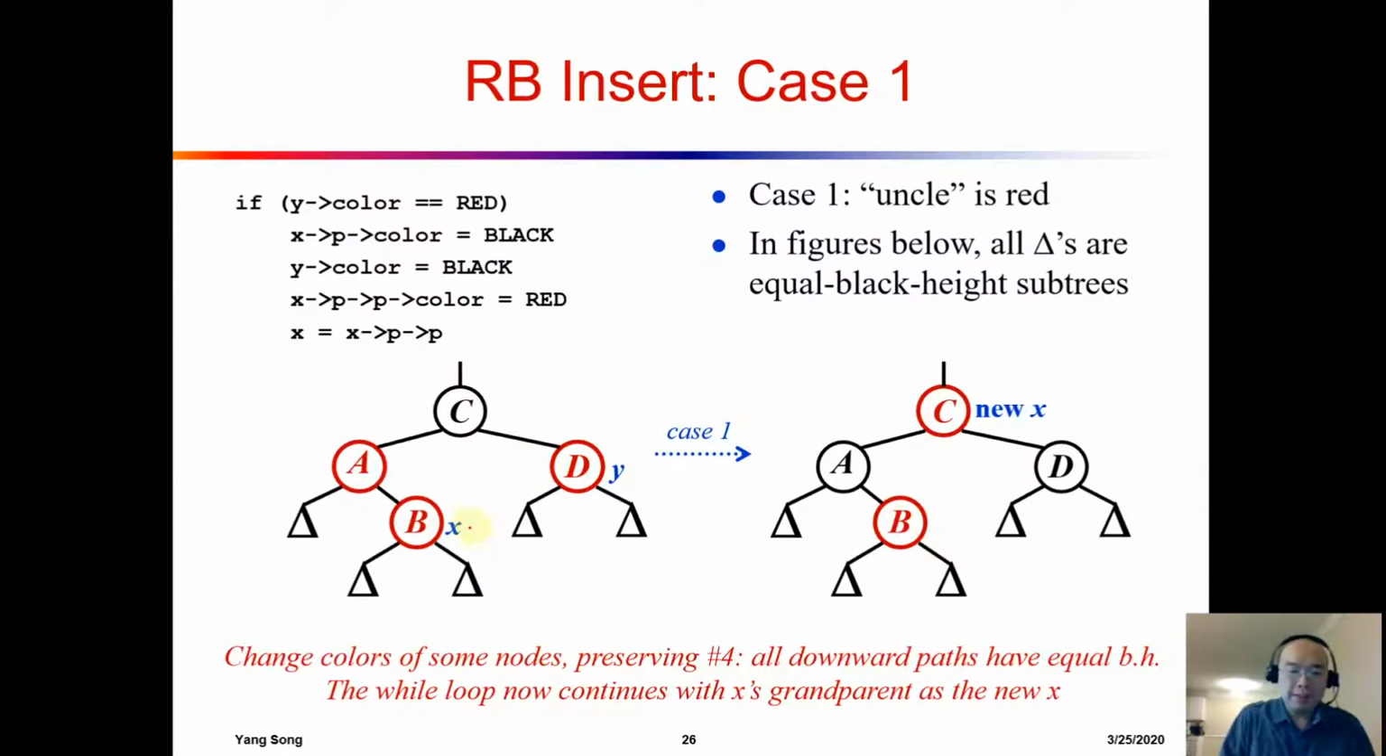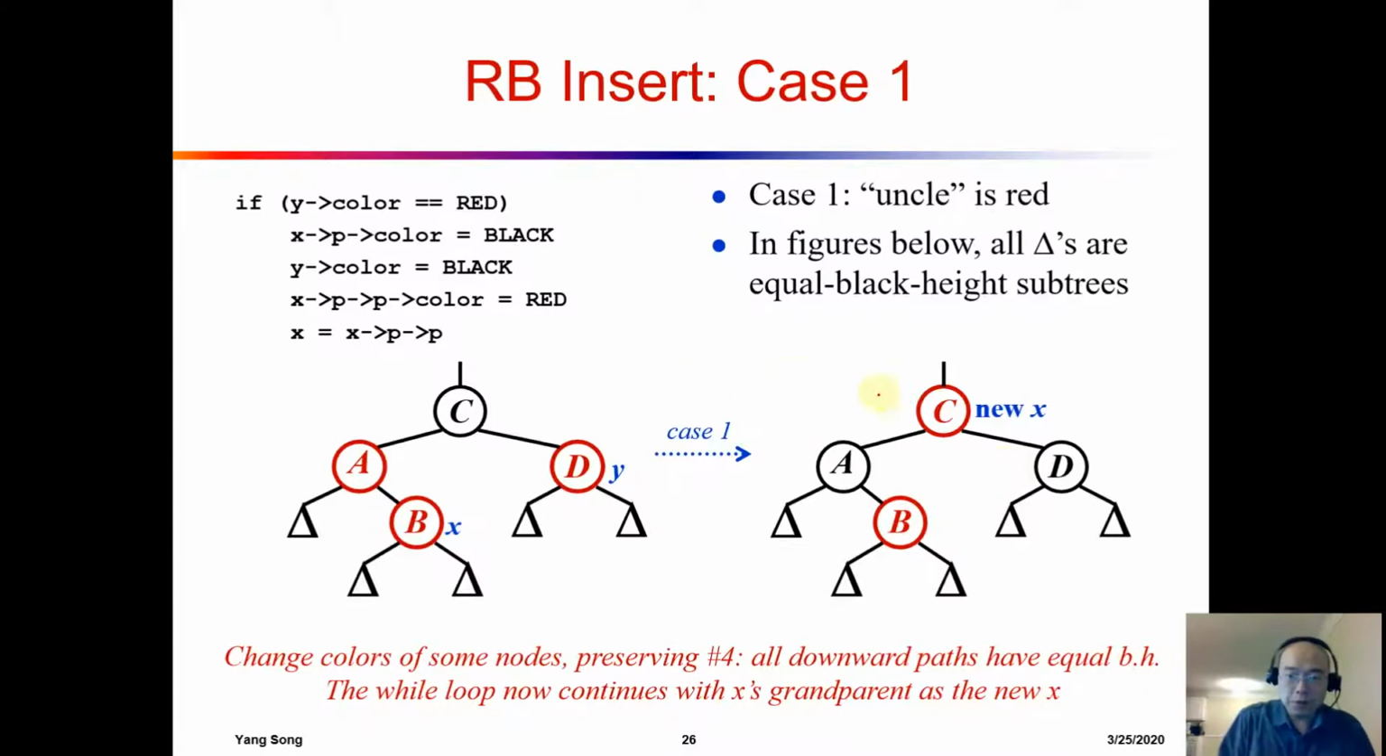Before we insert X, from C to any of the leaves, C is one black node, and then all the little triangles have the same black height. And when we insert B, we are breaking rule number 3. Then if we want to fix that, we color X's grandparent to be red, and then the parent and uncle are both black. So it's guaranteed the black height will stay the same.